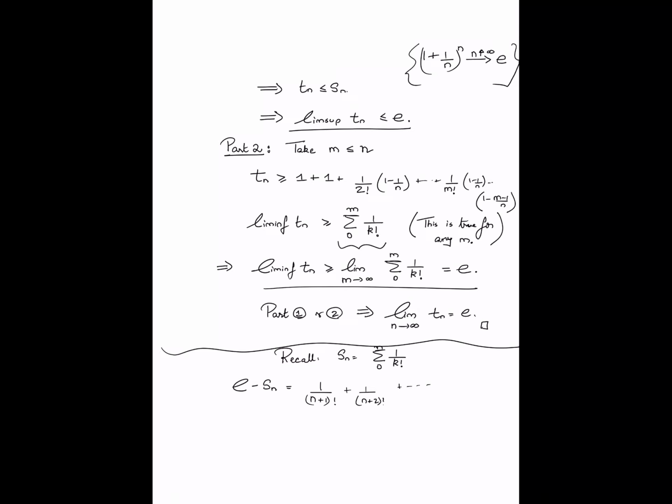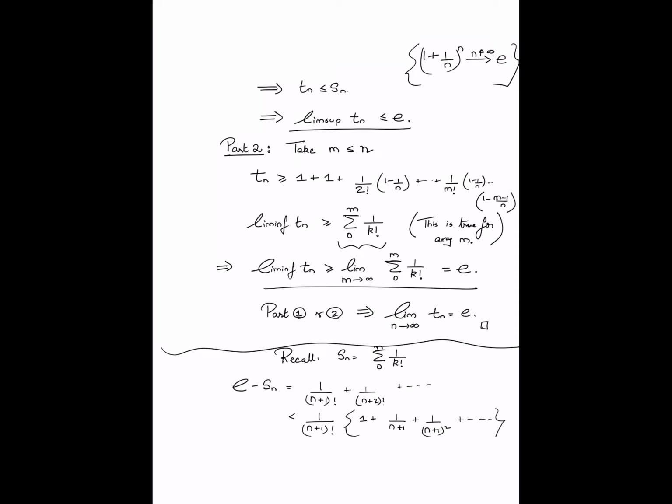Now I can bound this as follows. I can bound this as 1 by n plus 1 factorial times 1 plus 1 by n plus 1 plus 1 by n plus 1 the whole square. So remember, 1 by n plus 2 is what I'm bounding from above as 1 by n plus 1. 1 by n plus 1 into 1 by n plus 2 is what I'm upper bounding by 1 by n plus 1 the whole square, and so on. So I can approximate this in terms of a geometric sum.